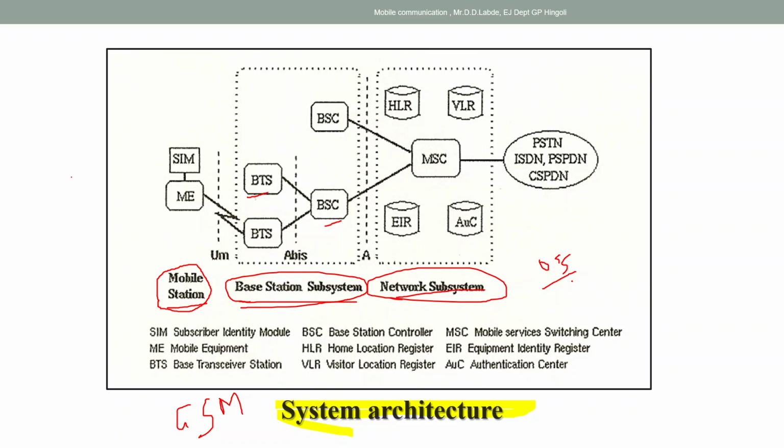In your GSM system architecture, BTS and BSC are part of the base station subsystem. SIM and ME, ME means mobile equipment, are part of your mobile station. In the network subsystem, you have HLR, VLR, MSC, EIR, AUC. These all are in the network subsystem, or we can say the network switching subsystem, which is represented by NSS.